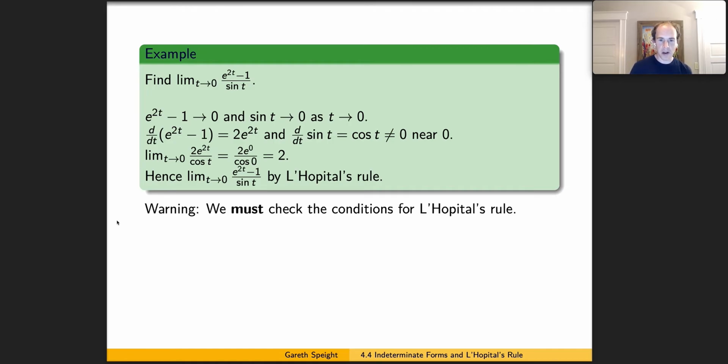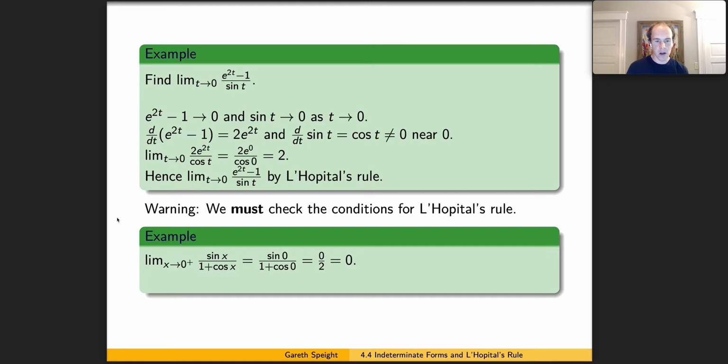And just a word of warning that we have to check the conditions for L'Hopital's rule, particularly the thing we said about it being 0 over 0 or infinity over infinity. Because if we don't check them, then things could go terribly wrong and we will get the wrong answer. So for instance, suppose we're looking at this limit, sine x divided by 1 plus cosine x as x goes to 0 from the right.